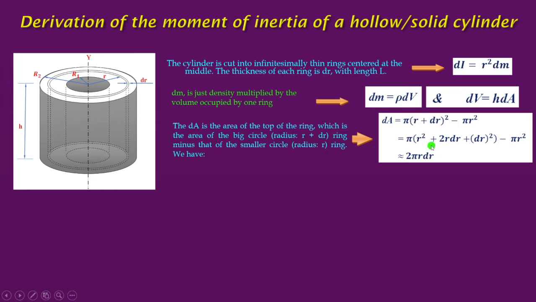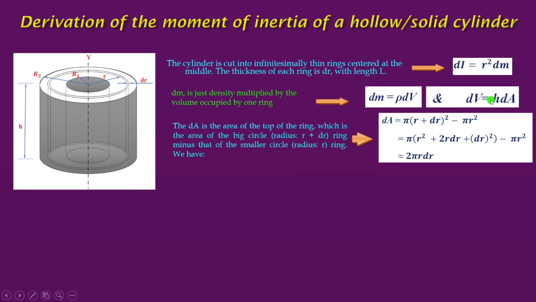Okay. Then from here, r square plus 2r dr plus dr square. You know dr is infinitesimally small, so dr square we can neglect it. And then pi r square minus pi r square cancels out. So finally it is 2 pi r dr. So dA equals 2 pi r dr.